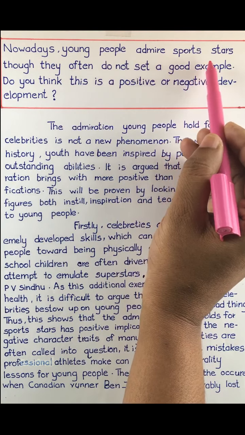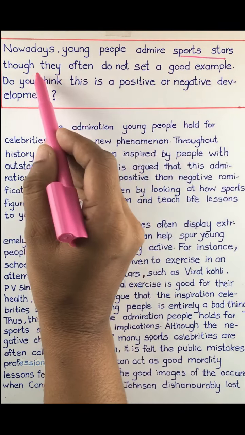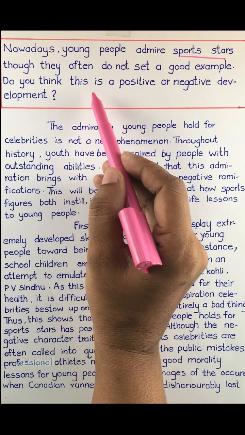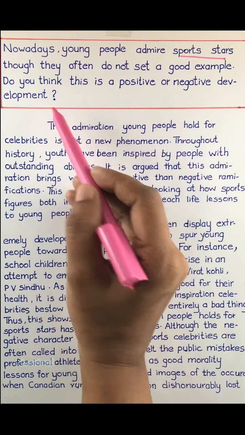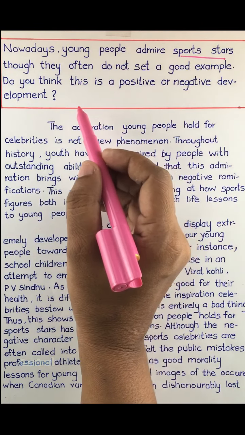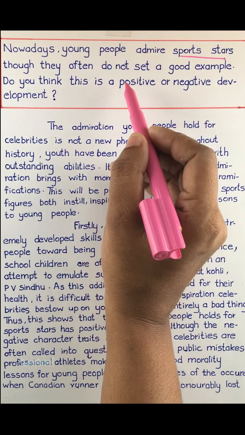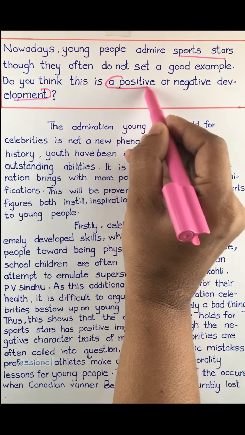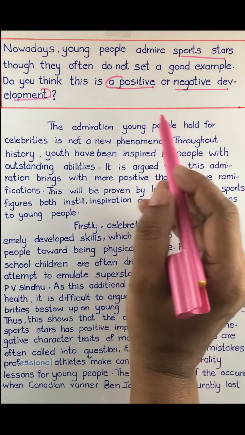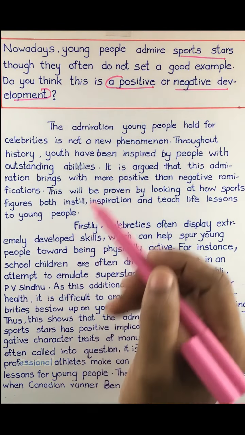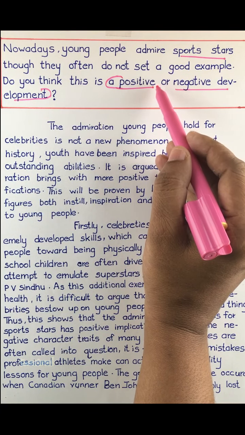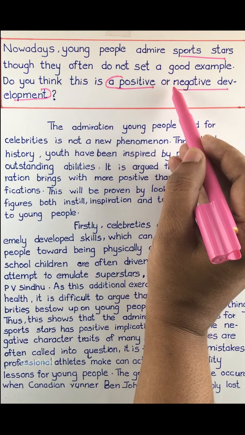The question is, nowadays young people admire sports stars, though they often do not set a good example. Do you think this is a positive or negative development? The question is clearly asking you whether this is a positive or negative development. So you can answer this question either stating the positive side or the negative side, or both sides, and give your opinion. In any way you can write this question.